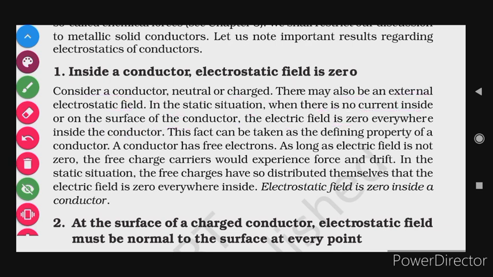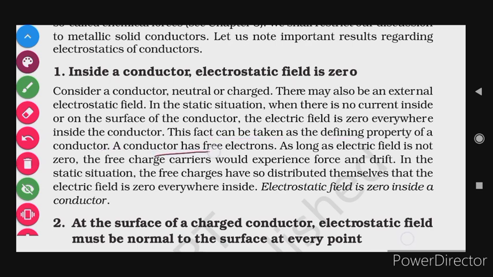So if there is a conductor and there is no electric current, then there will be no electric field inside the conductor. Even if it is placed in an external electric field, even then the electric field inside it will be 0. This fact can be taken as the defining property of a conductor. We can define a conductor as a material in which there is no electric field inside, whether an electric field outside is present or not.